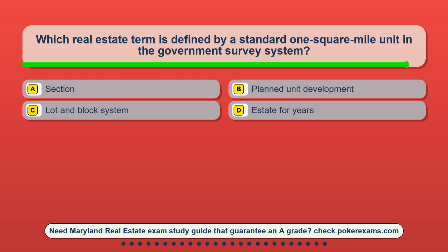Question 1. Which real estate term is defined by a standard 1 square mile unit in the government survey system? Option A, section. Option B, planned unit development. Option C, lot and block system. Option D, estate for years.